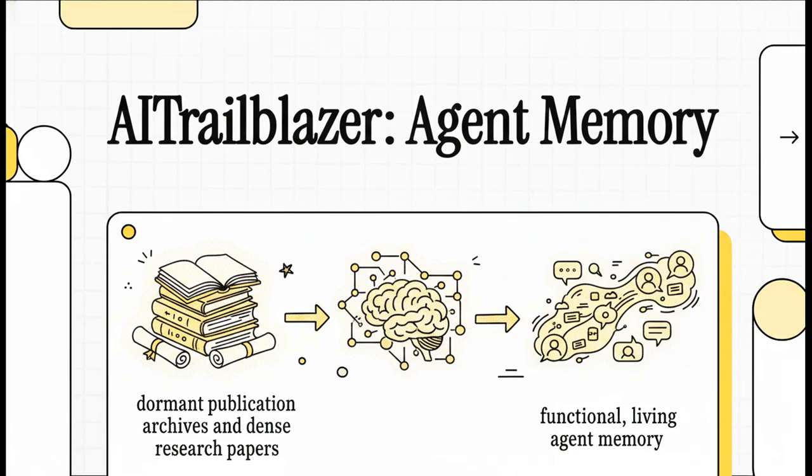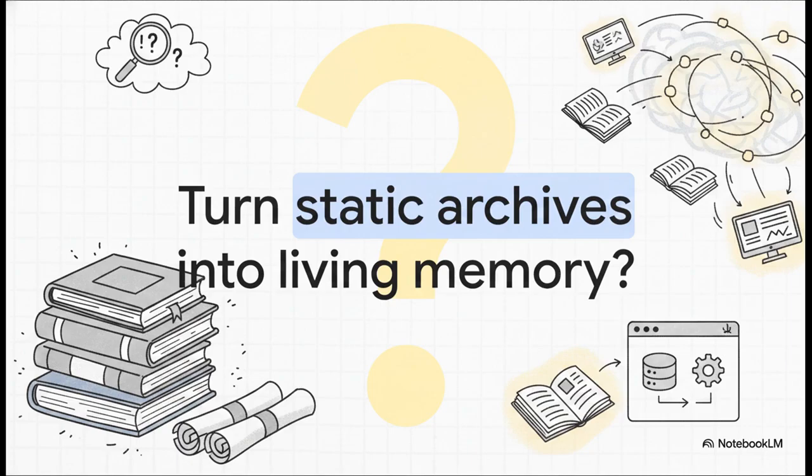Today we're tearing into something absolutely incredible for developers and data scientists. We're looking at AITrailblazer. We're going to explore exactly how this system takes what is usually entirely static, dormant publication archives, those really dense research papers, and actively transforms them into functional, living agent memory. So think about it. What actually happens when you turn a static research archive into living, persistent AI memory? It's a massive question, right?